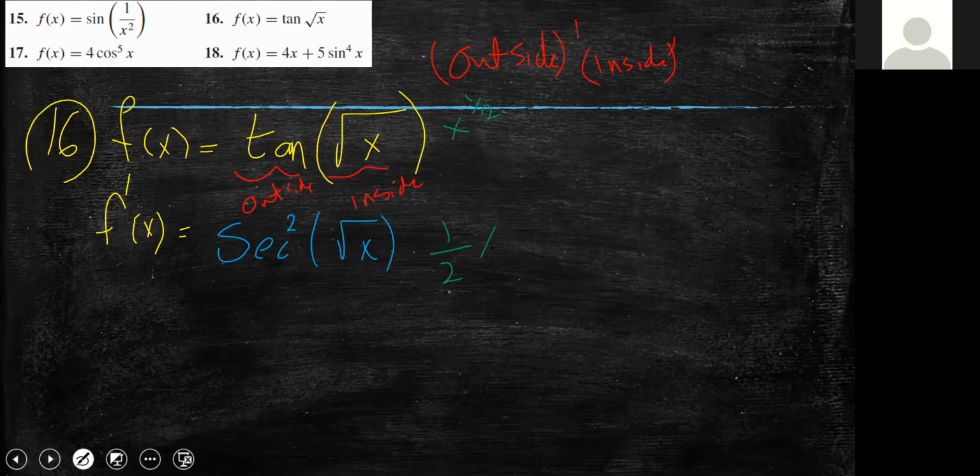Then the final answer is 3 cosine tan 3x times secant squared 3x. It's like this: you have sine of tan of 3x.